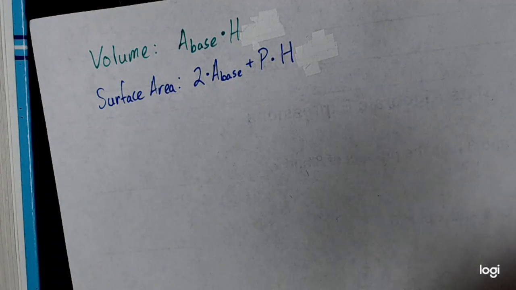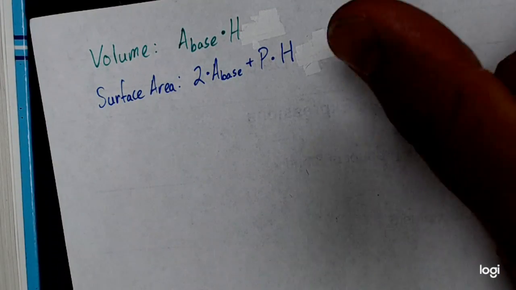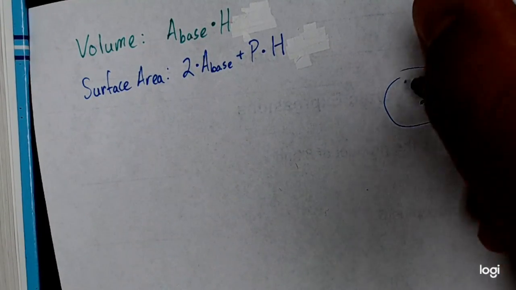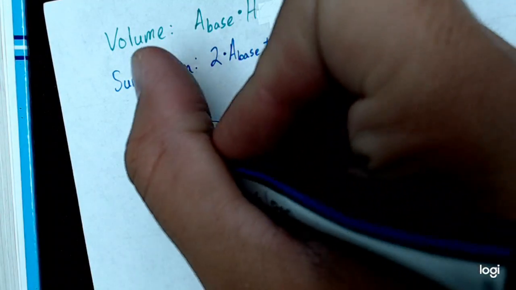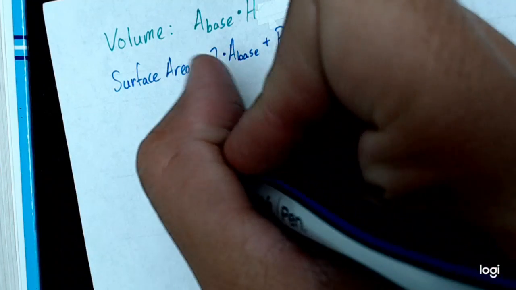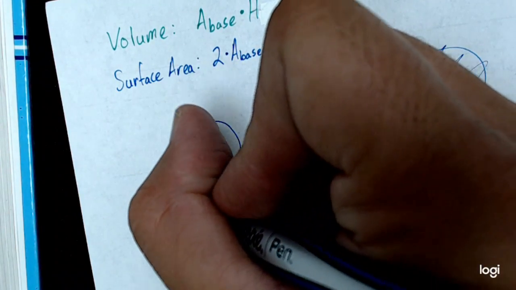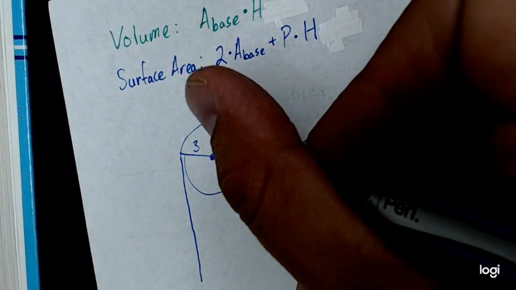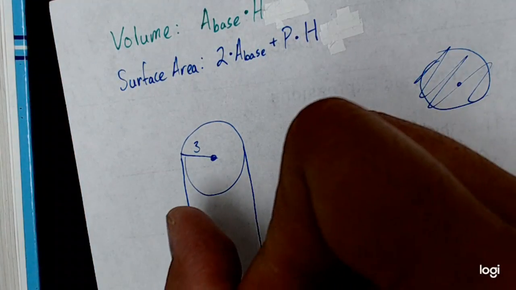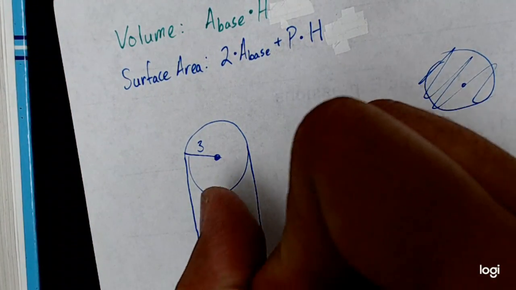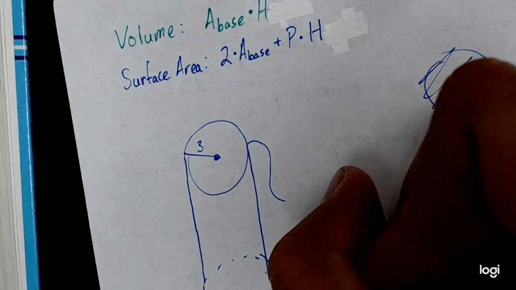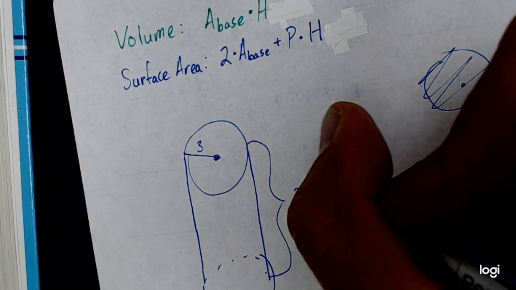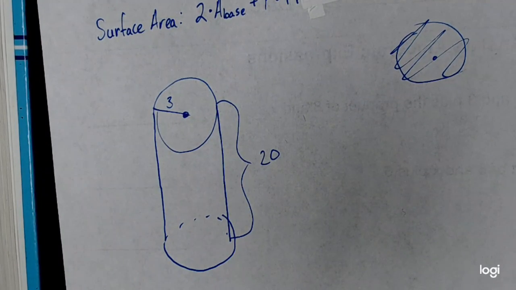Let's say our example cylinder has a terrible circle. Nope, try it again. A little bit better, kind of ovalish, right? So there's the center, and let's say we got a radius of 3, and we'll say the height is, what's the height going to be? 20. Yes, height of 20. So there's our example cylinder. We're going to find the volume and surface area.